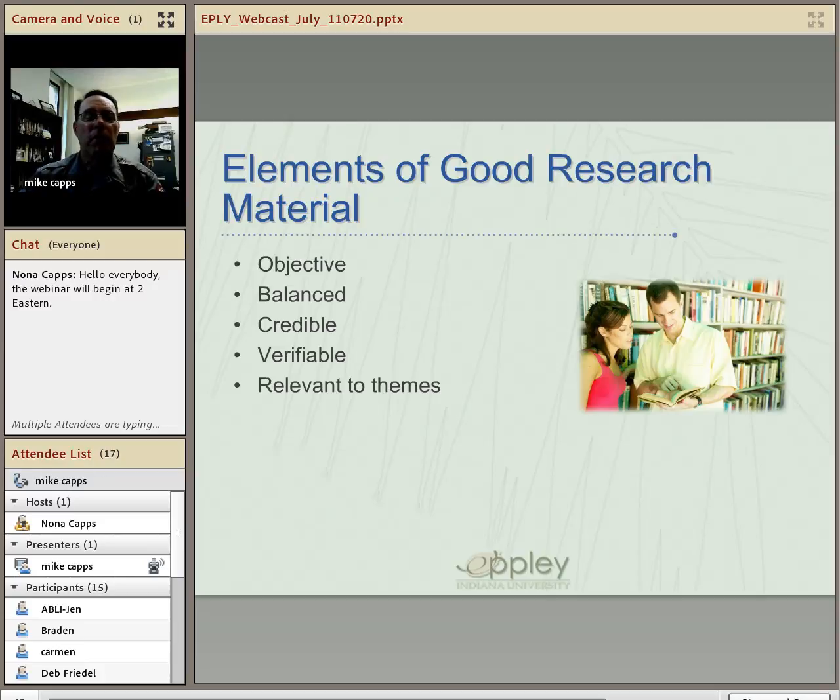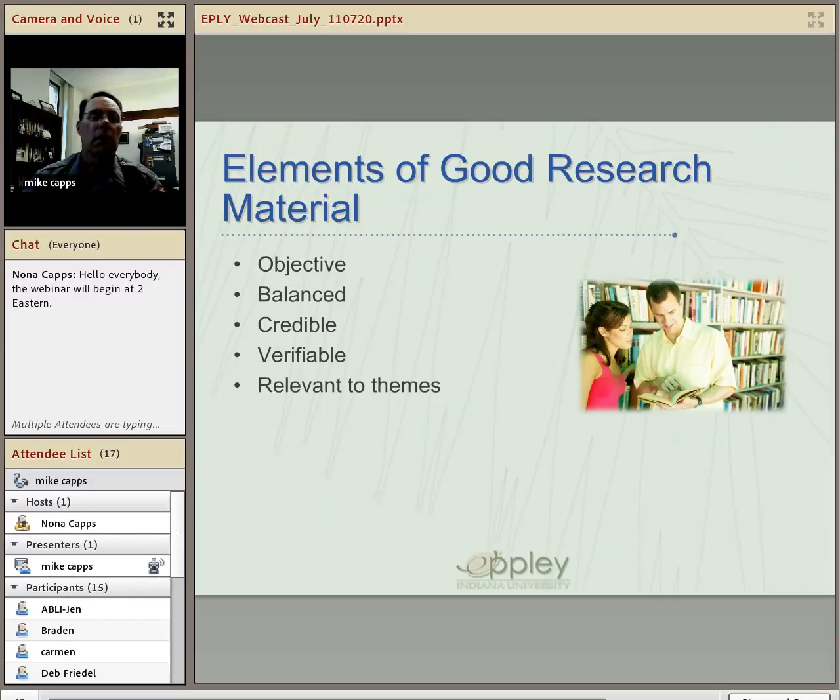Another important part of doing any program is doing good research. And you want to find information and material that's objective, balanced, credible, verifiable, and relevant to the themes. What I always tell my new interpreters here is that look at more than one source. Don't rely on one source alone for your information.